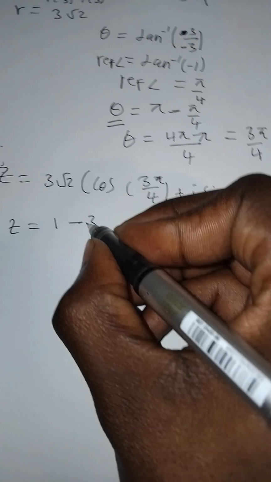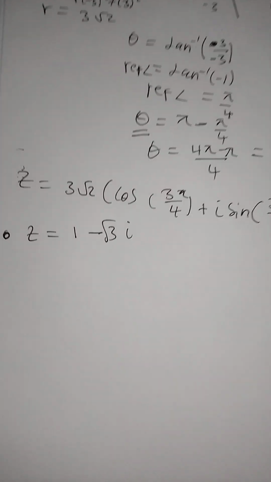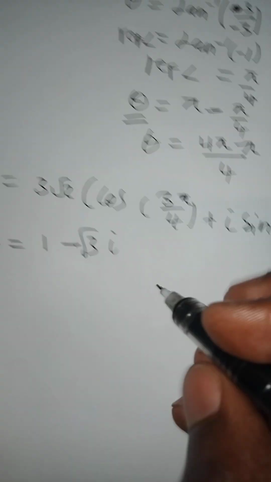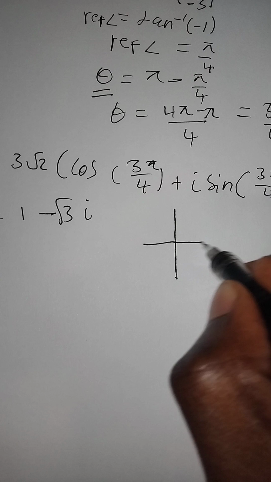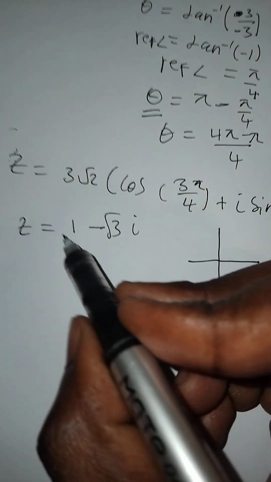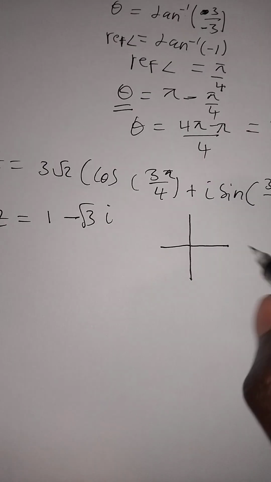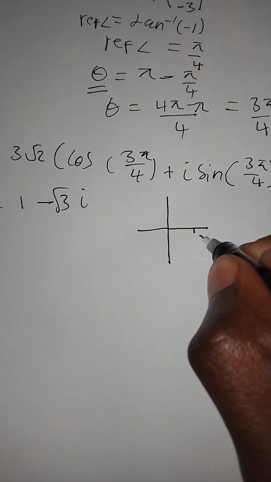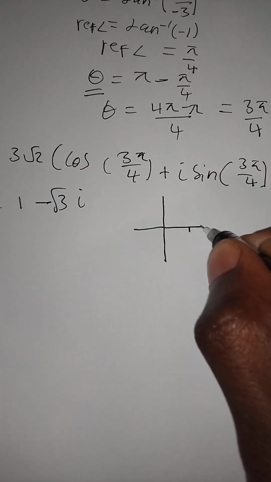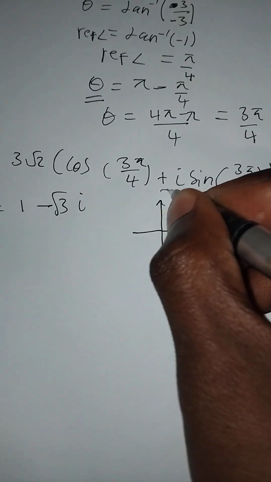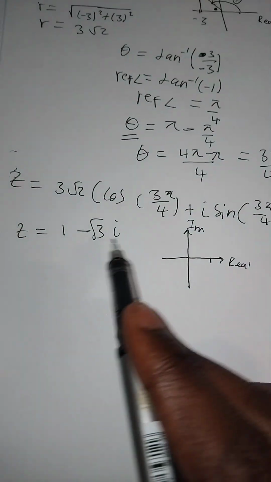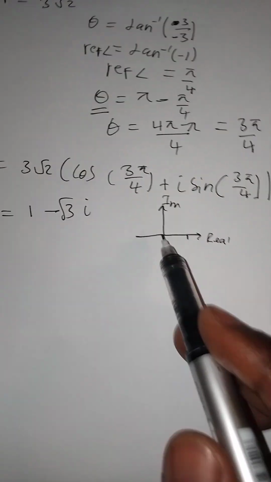minus root 3 like that. Okay, so like I said, the first thing that you like to do before you even try to tackle the problem is to draw your Cartesian plane. So we see that on our real axis, we are in the first quadrant. We have 1 there. Okay, this is the real and this is the imaginary. So in the imaginary, we are in the negatives. That means we are here.